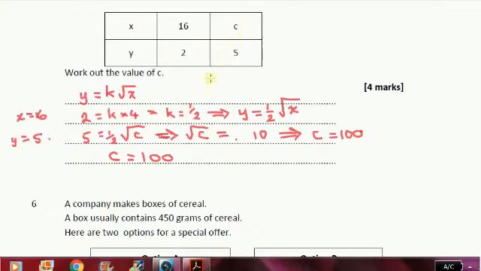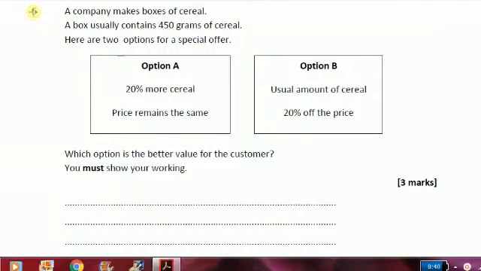Working on to the next one, 5 equals a half times the square root of c, using the second set of values. So square root of c, multiply both sides by 2, I get square root of c equals 10. Square both sides, I get c equals 100. So c equals 100 is my answer.